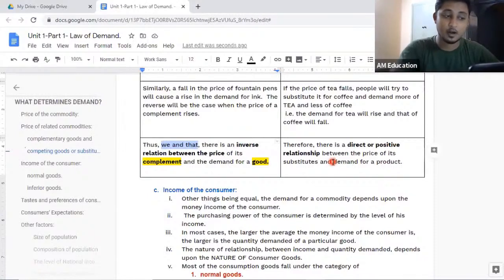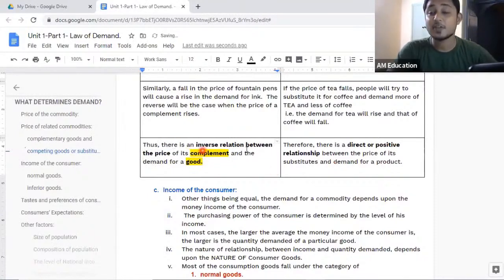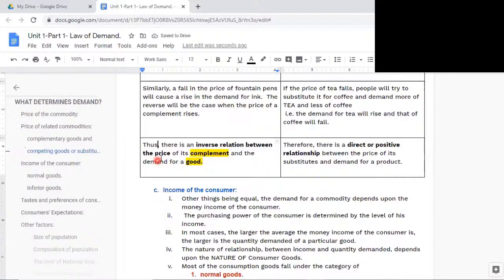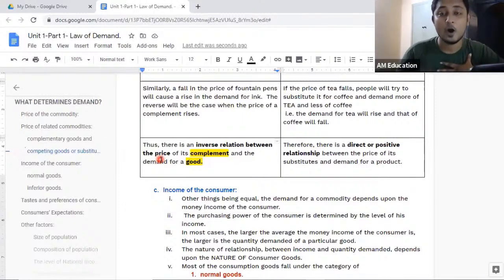So what is the bottom line for complementary goods? There is an inverse relationship between the price of the complement and the demand for the good. The good is the car, the complement is the petrol. If the price of petrol increases, then the demand for petrol cars will go down. So there's always one good and its complement. The price of the complement will affect the demand for the good. As simple as that. You decide what is a complement or what is a good.